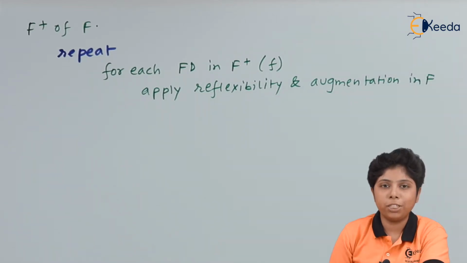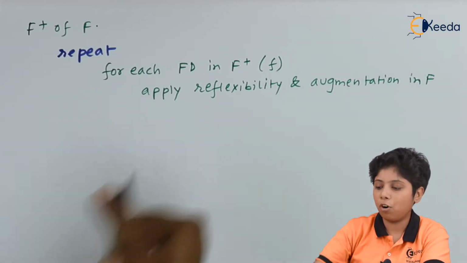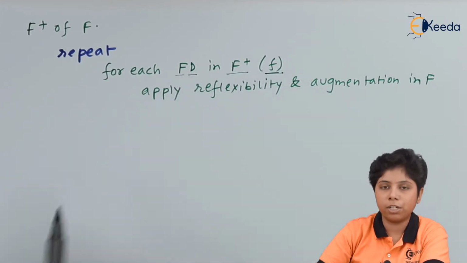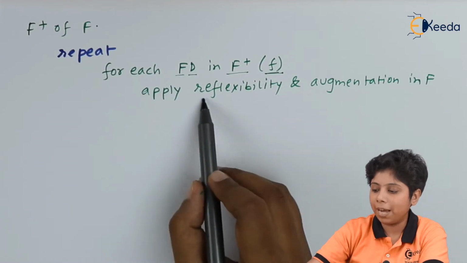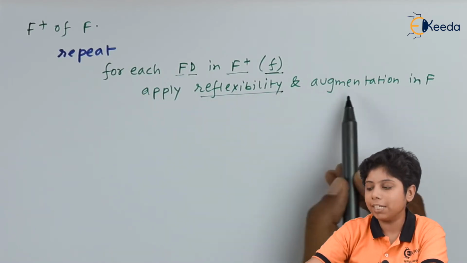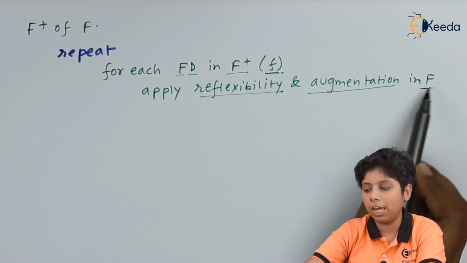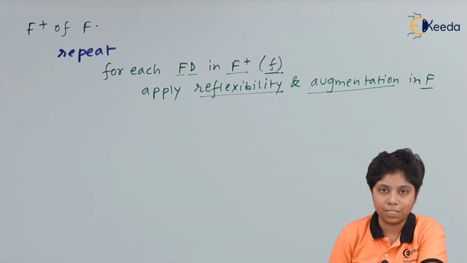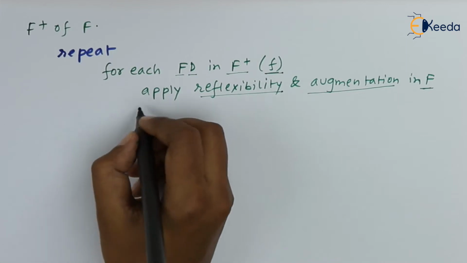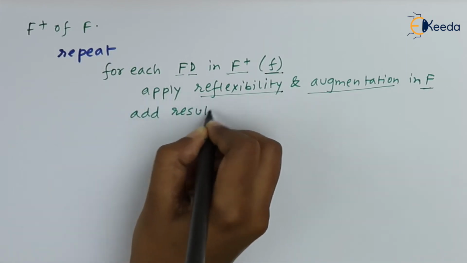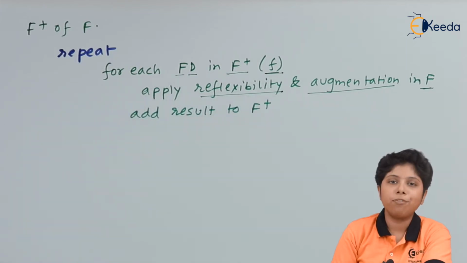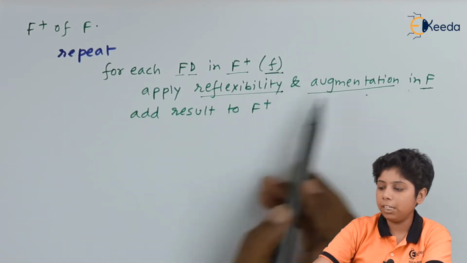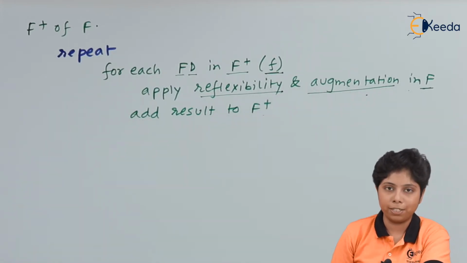Now we are putting the algorithm first. For each functional dependency F in the closure F plus, we need to apply the reflexivity rule as well as the augmentation rule in F to have the representation in the closure F plus. Now after applying the reflexivity and augmentation rule, we need to add the result to F plus.